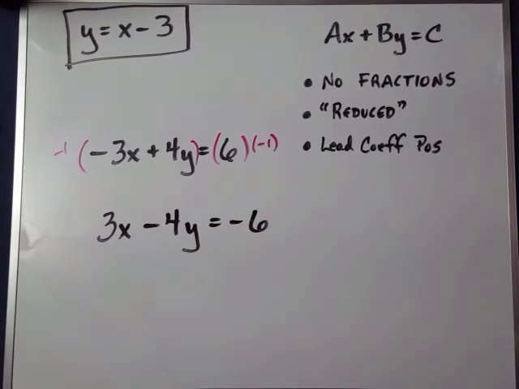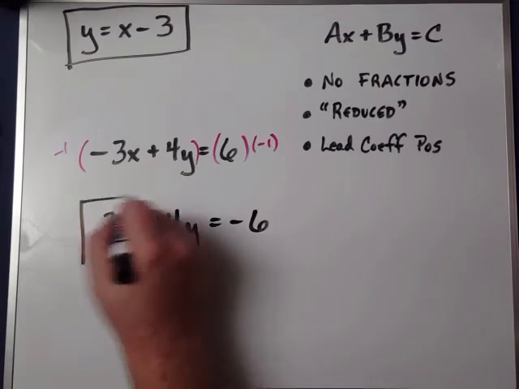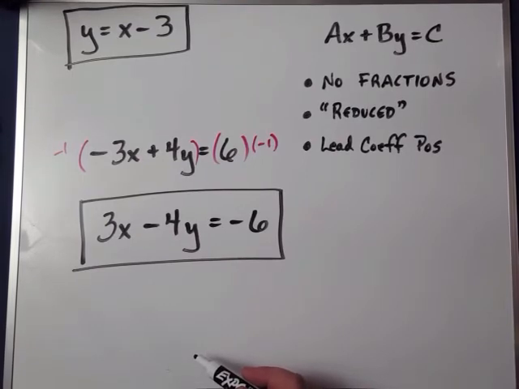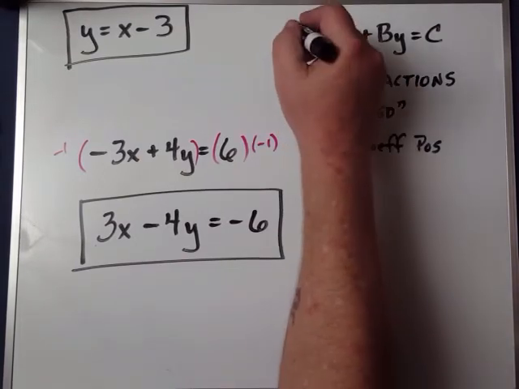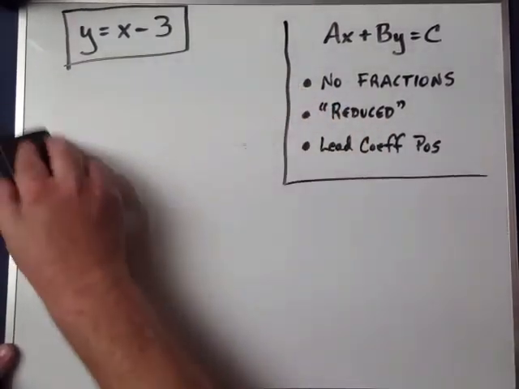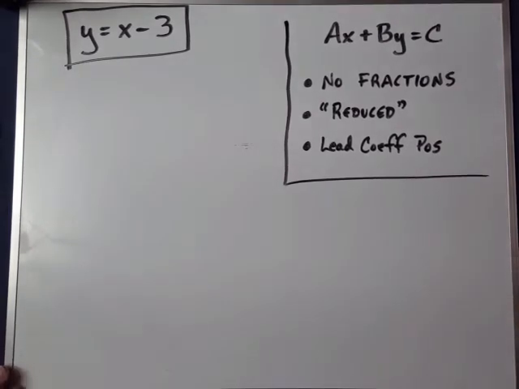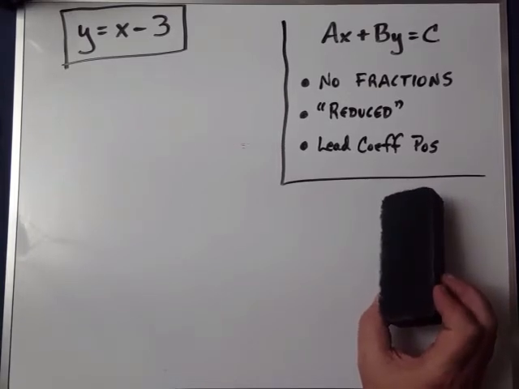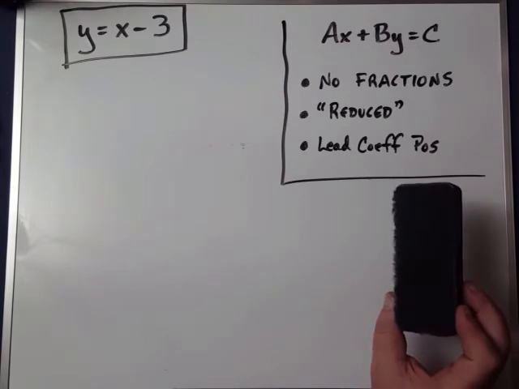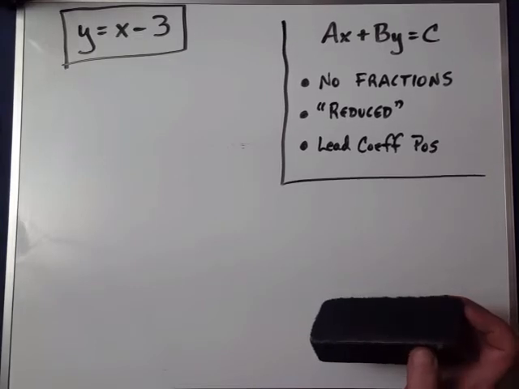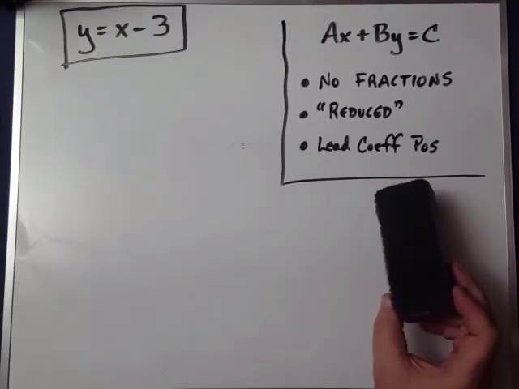Is this now in its final standard form? Yes. Because I have no fractions. It is reduced. 3, 4, and 6 don't have any common factors to divide out. And the leading coefficient is now positive. You need to know how to write an equation in standard form with those three conventions in place. If I ask for your answer to be in standard form, we have now agreed upon those three conventions: no fractions, the equation is reduced, that is, no common factors among the coefficients, and the leading coefficient on the left will be positive.